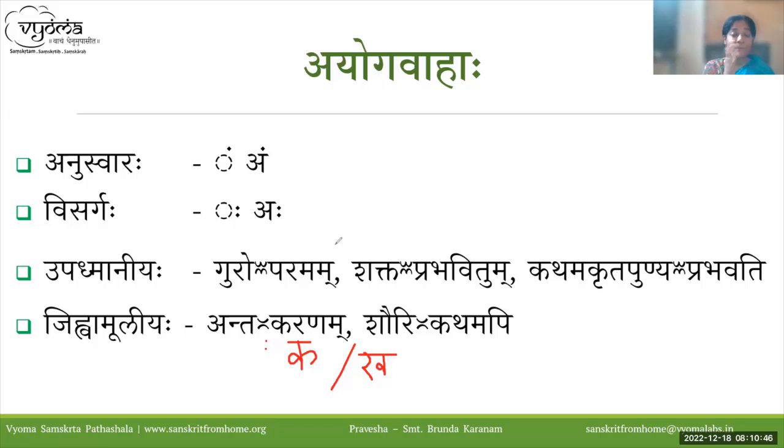Did you see what is happening? The visarga is not pronounced fully. It is only pronounced half. Antah karanam. And where is that sound coming from? It is coming from the root of the tongue. Jihva means tongue in Sanskrit. Mula means the root or the base of the tongue. So, antah karanam. Therefore, the pronunciation is called jihvamuliyah.